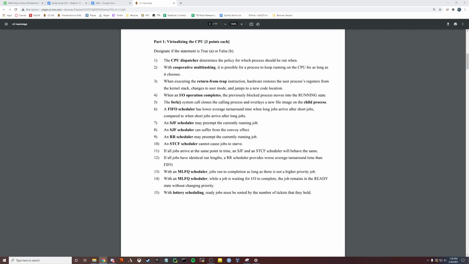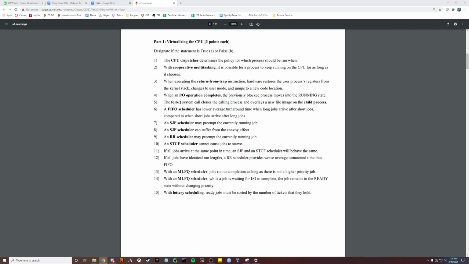Number 4, when an I/O operation completes, the previously blocked process moves into the running state. This is false. The process could move to either ready or running, so it could be one or the other. I think we said it moves specifically to ready, so we had it correct in choosing false, but we weren't 100% on the reasoning. Yeah, we said false for that one.